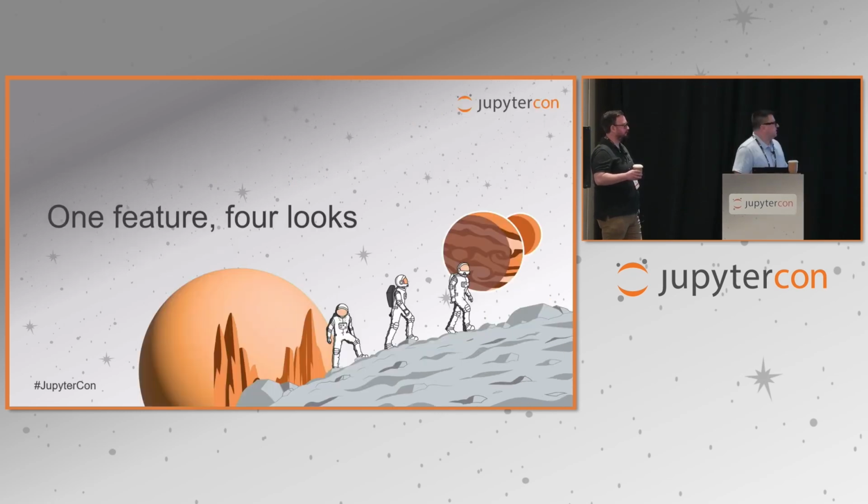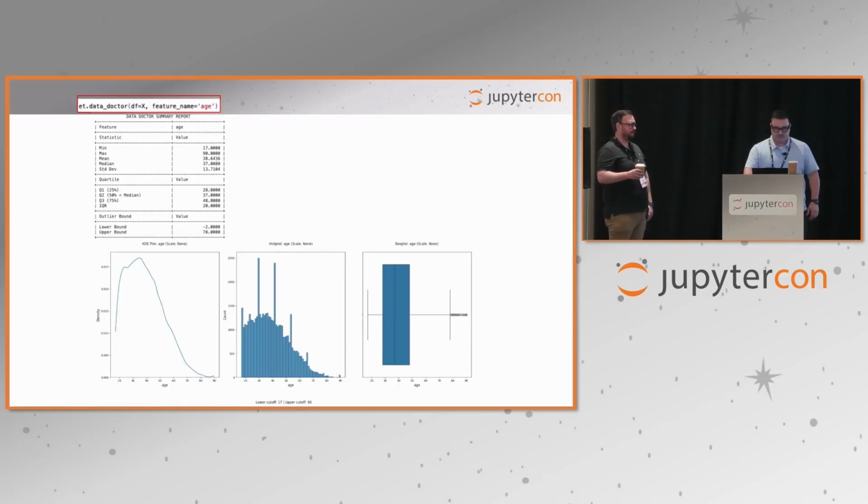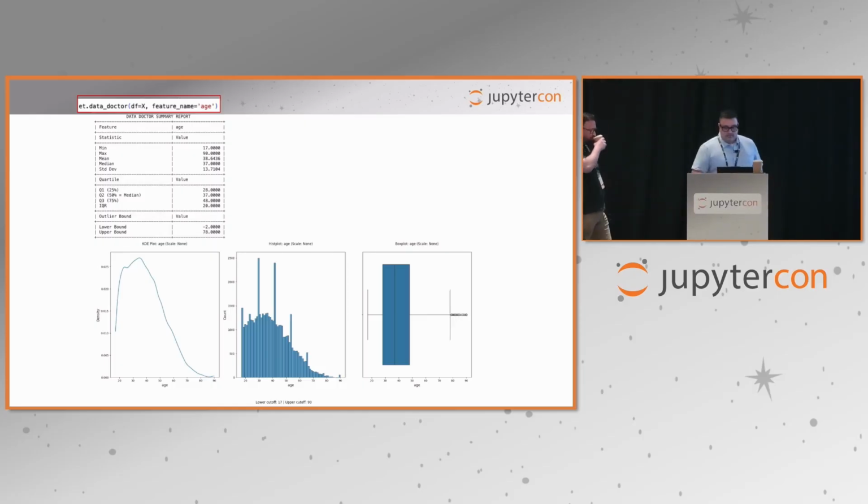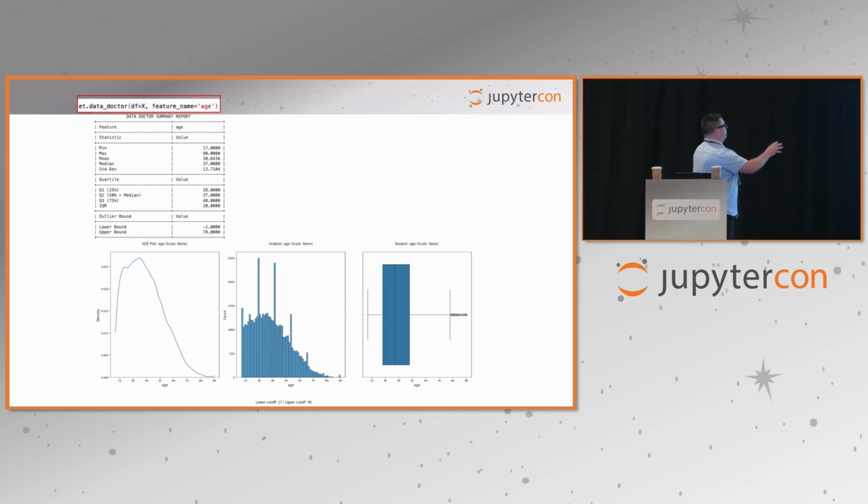So let's look at this demo. We're going to look at one feature, which is the age column from the UCI Census Income Dataset. We're going to run it through the Data Doctor and show how it profiles, plots, and transforms a single feature. Okay, so let's start with the raw age. At the top, as you can see, we're running Data Doctor. Our data frame here is X, and the feature name is age. So this here is our raw profile of age, the way it's reflected in the data set itself.